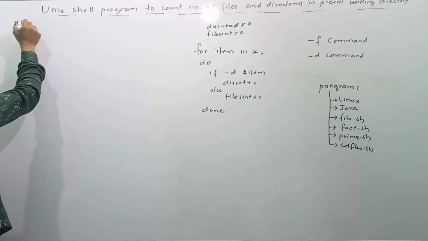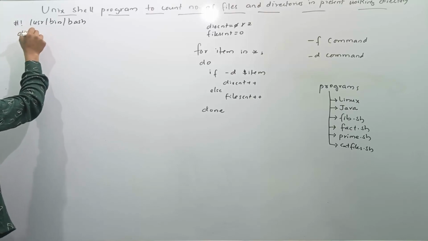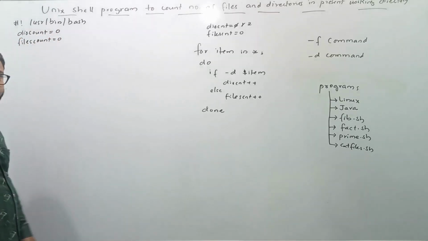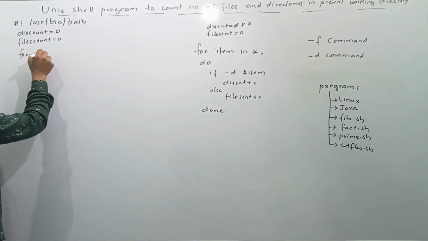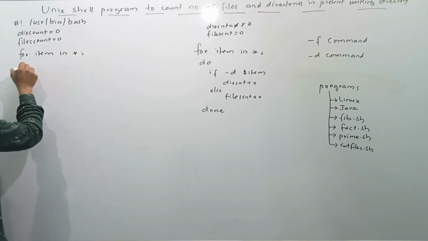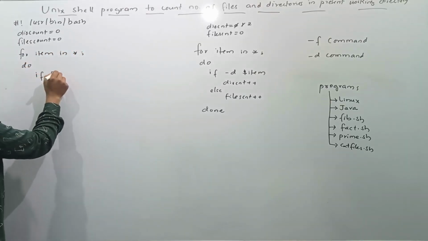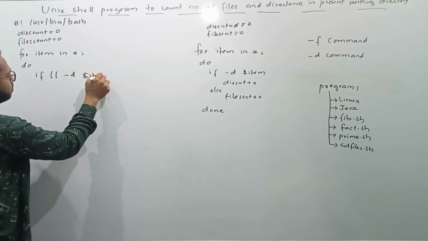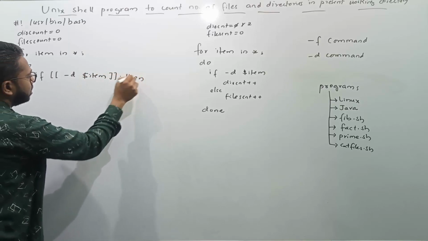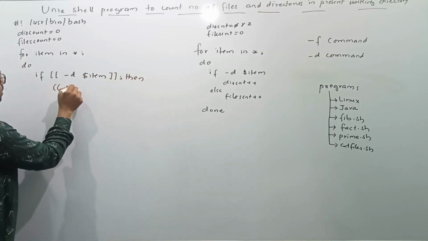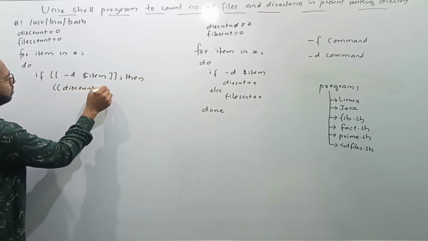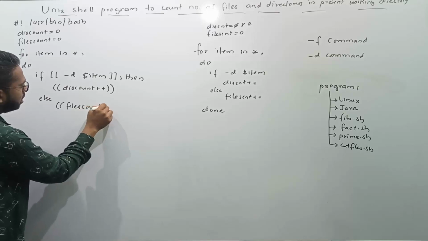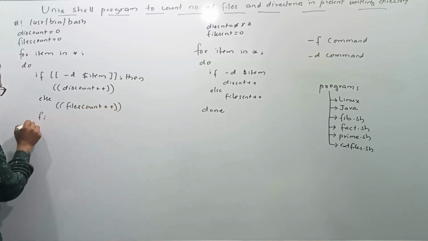I will be starting with the shebang, then I will initialize directory count equals 0, and then files count equals 0. Then I will start a for loop: for item in *, do, if, two brackets, -d $item, then directory count plus plus, else files count plus plus, and fi, then done.